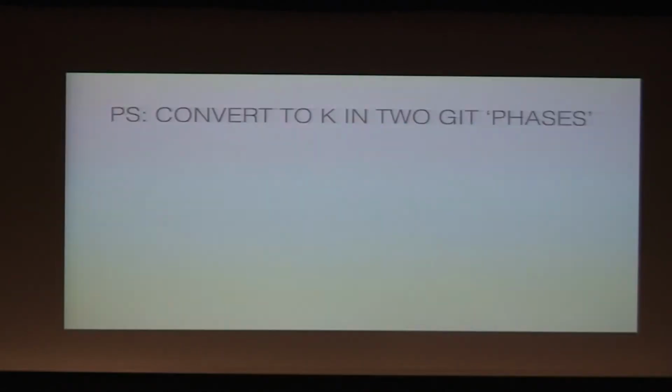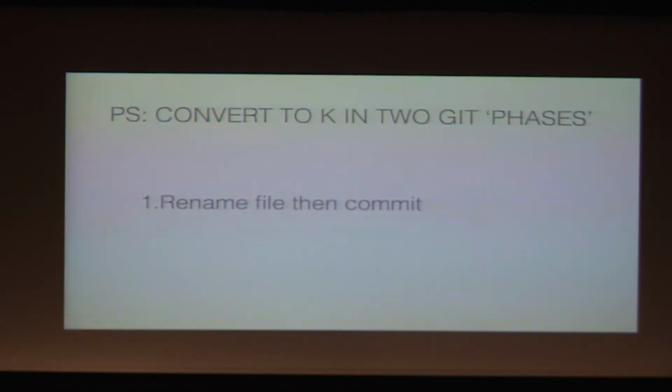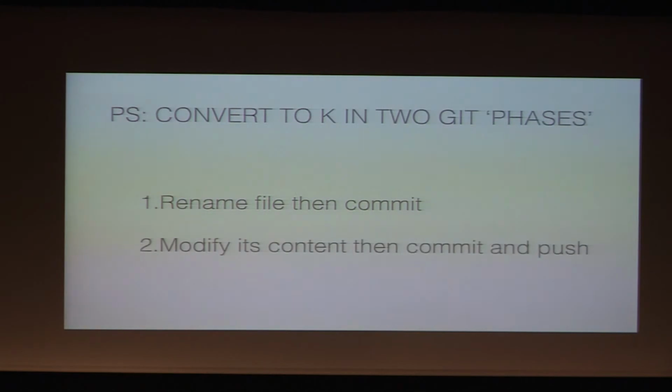So, yeah, a little PS here for when you convert things to Kotlin, with Git especially. I prefer to do it in two phases. I know it's not the best because there's a middle phase that is not really nice, but I would first rename the file, then commit it locally, then modify its content to be Kotlin and not Java or Groovy, in our case, and then commit and push.